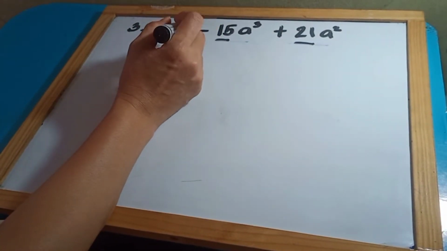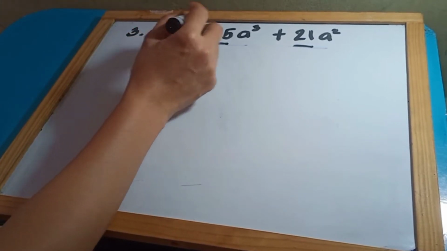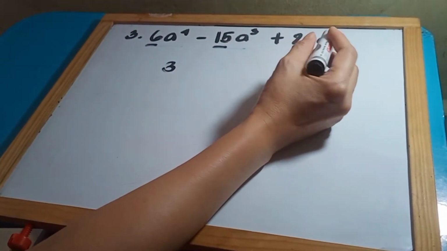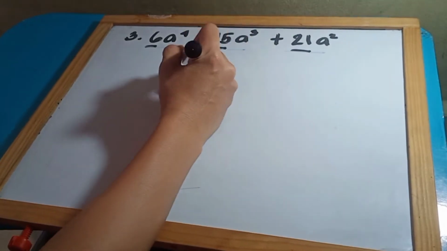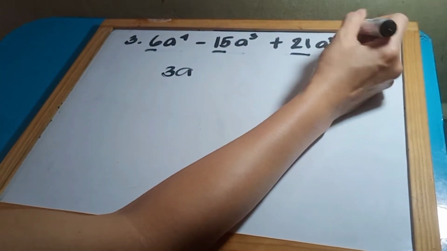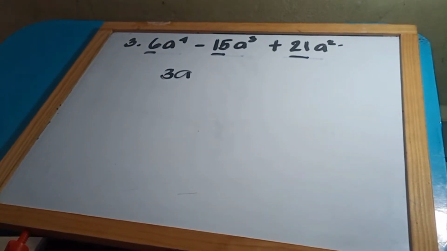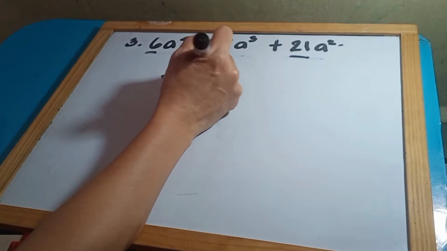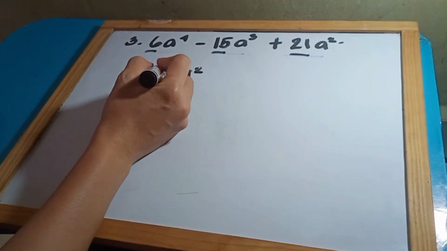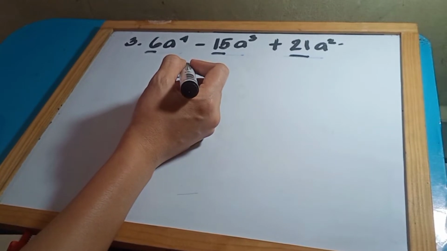And then let's go ahead and look at their coefficient. So sa coefficient nila, a to the 4th, a cubed, and a squared. Ano yung common factor nila? That is a. At syempre, kukunin natin yung exponent ng pinakamababang coefficient. So that is squared. So 3a squared is now their common factor.